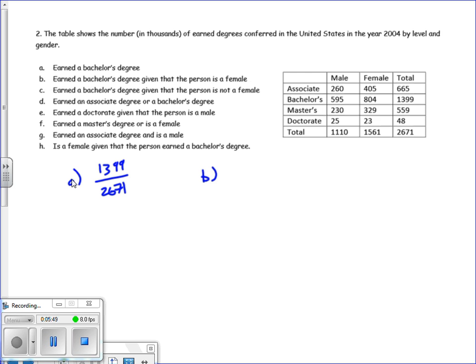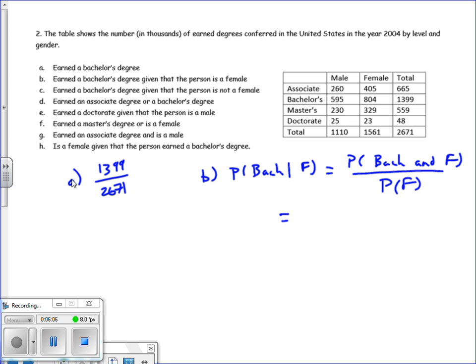Earned a bachelor's degree. So the probability that they've earned a bachelor's given that they are female, right? So that's probability of bachelor's and female over the probability of female, and that would be bachelor's and female would be 804 out of the probability of a female, 1561.